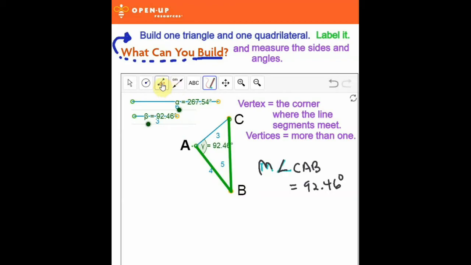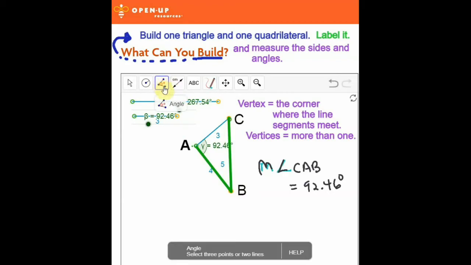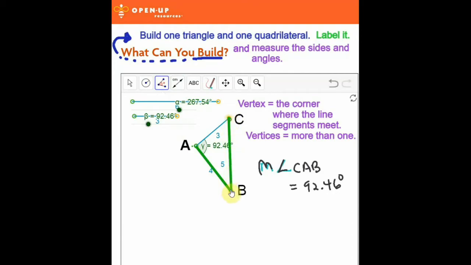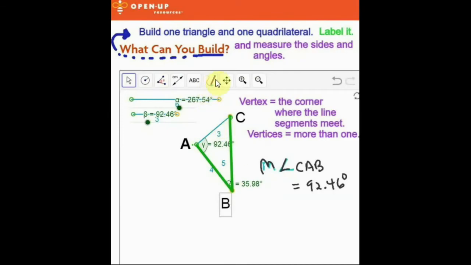So now I click on the protractor once again, select 3 points, C, B, A, and I get my measurement right here. Select, move the letter B out of the way so I can see the number, 35.98, and that's angle B. And I can use the pen tool again to record all the measurements here.